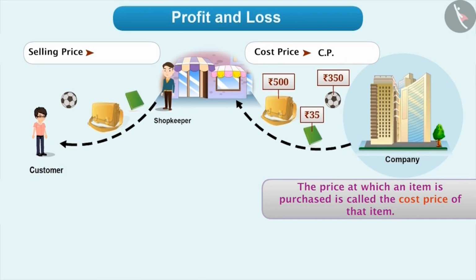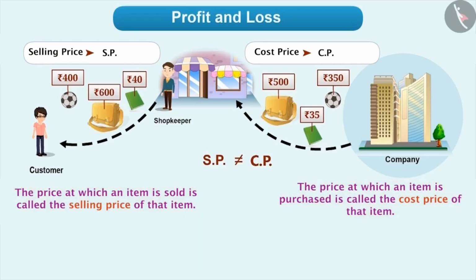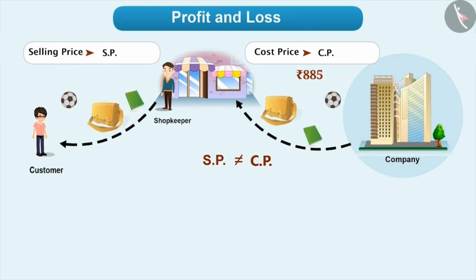Then, the shopkeeper sells the items he purchases. The price at which an item is sold is called the selling price of that item. We write selling price in simple form as SP. Does the shopkeeper sell the item at the same price that he buys? No. Generally, any shopkeeper tries to sell an item at a price higher than the price purchased. That is, he tries to keep the selling price higher than the cost price.